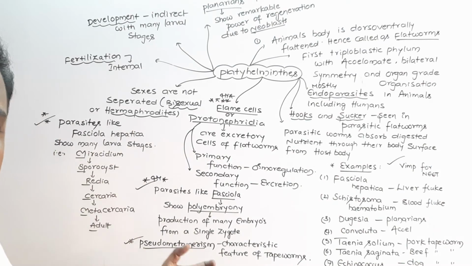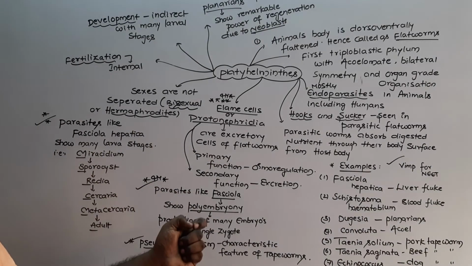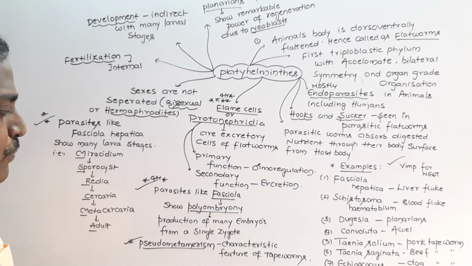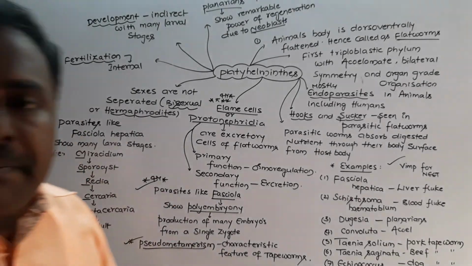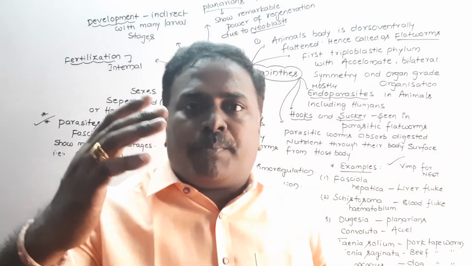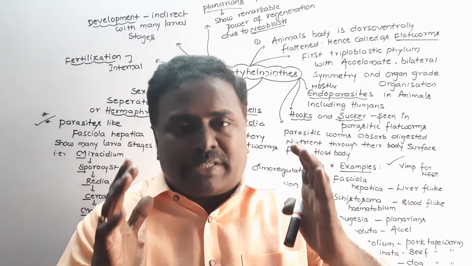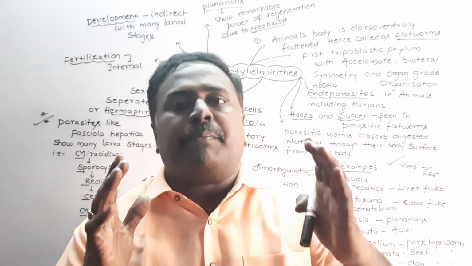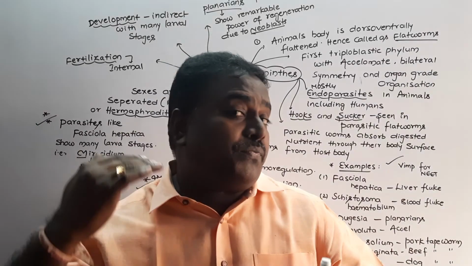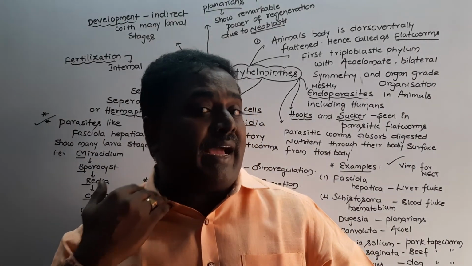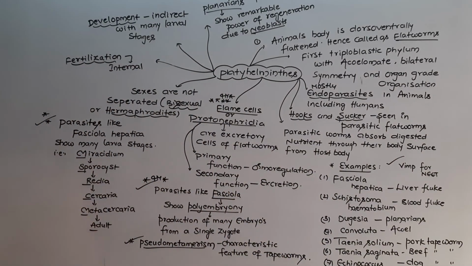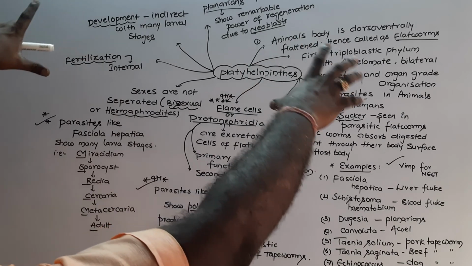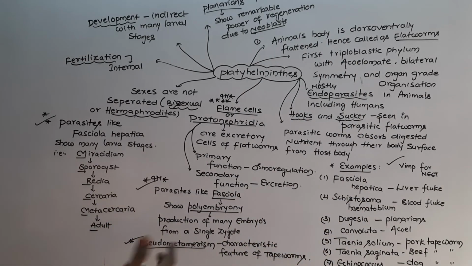And what is the most characteristic important feature of tapeworms? A characteristic feature of tapeworms is pseudometamerism. So what is pseudometamerism? Pseudometamerism means development of new segments from the anterior part of the body behind the neck region. That's important. So dear students, these are the most important points regarding the Platyhelminthes.